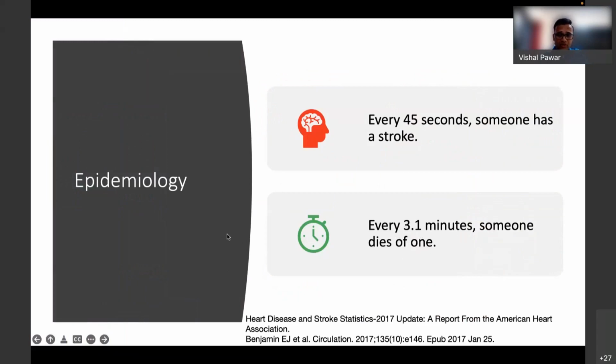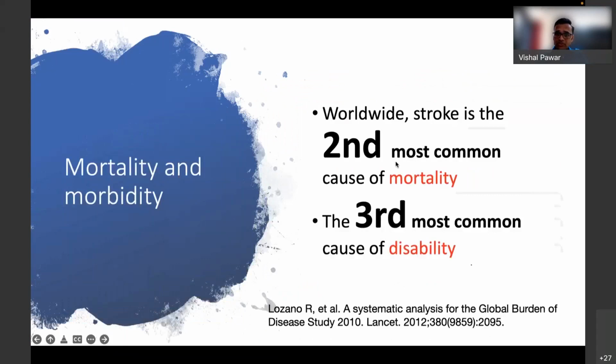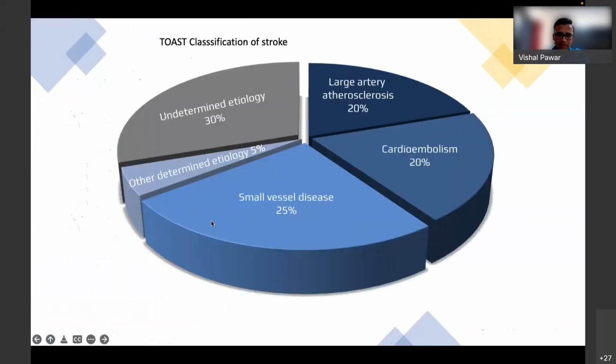That is very important, and that's why worldwide stroke is the second most common cause of mortality and third most common cause of disability. That is the reason why identification of a stroke in a patient with vertigo is very important. That's why the question comes, whether it is central or peripheral, especially in the acute setting, and it is applicable in chronic also. It's very important to differentiate central cause from peripheral cause. And in general, it's very important to classify stroke.